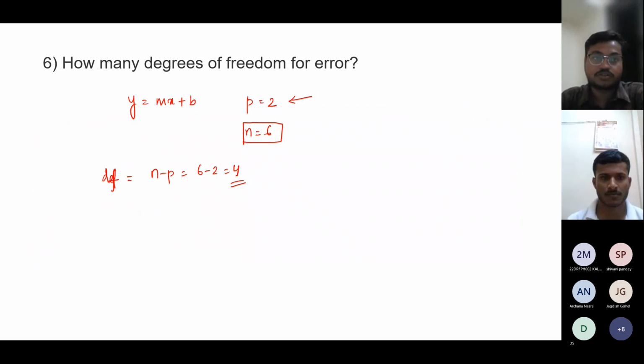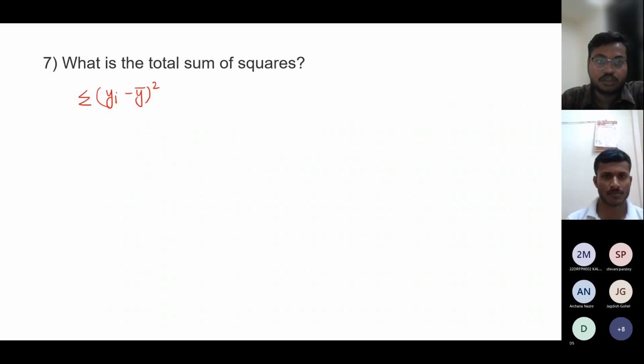Next question: how many degrees of freedom? Here n, the number of data points, is 6. p is the number of parameters, which is 2. So the degrees of freedom for error, n minus p, is 4. In the next case, what is the total sum of squares? This we had calculated. For each point, we subtract it from the mean, take the square and sum all of it. We get the total sum of squares as 673.33.